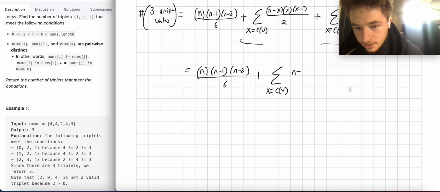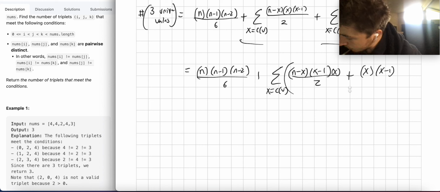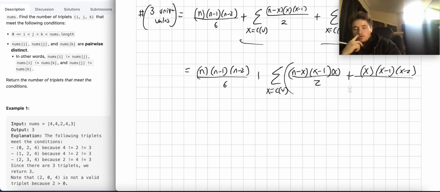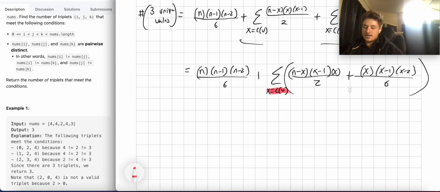And just write out the whole system here. Right, so what's the runtime of this? Well, we have to determine the counts of each value, right? So that's going to take linear time.